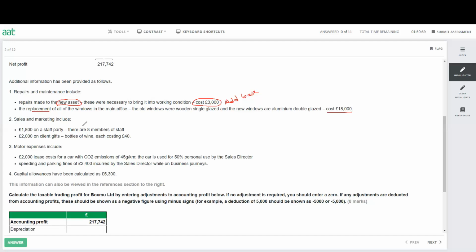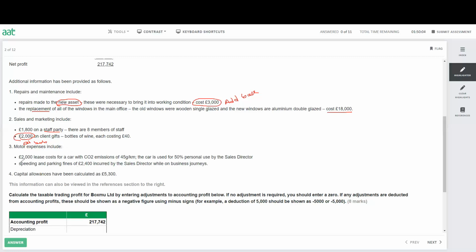Sales and marketing include 1,800 on a staff party. No problem, a staff party is allowable. Don't worry about the staff party, however much it is, it is always allowable. Client gift, it is not allowable. It is taxable. So 2,000 you need to add back. Any gift to the client or entertaining the client is never allowable. Remember that. So you need to make sure we add back the client gift.